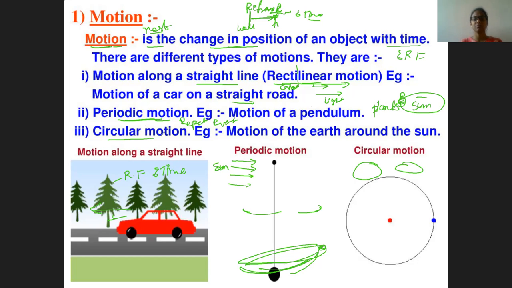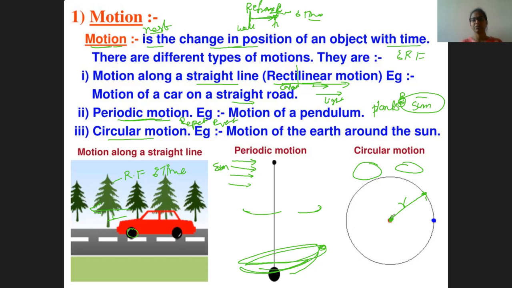Next one is circular motion. See the wheels of a car, how they move. The wheels of a car are rotating about a fixed point. The distance from that point to the center is always fixed, and the object moves only along that path. About a fixed point, at some distance from the center, they go in a circular path. You can see the wheels of automobiles going in a circular path.